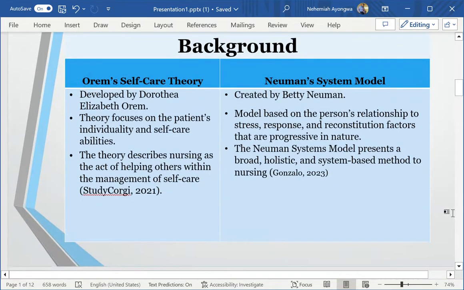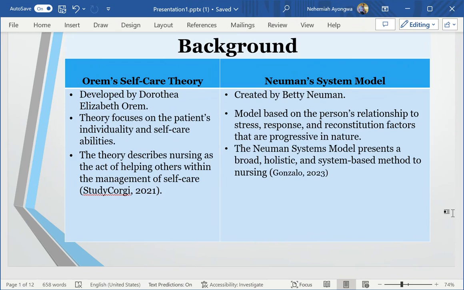For the background, Orem's self-care theory was developed, like I said, by Dorothea Elizabeth Orem. The theory focuses on patients' ability, individuality, and self-care abilities. The theory describes nursing as the act of helping others with the management of self-care.